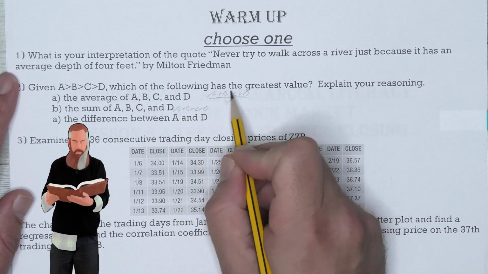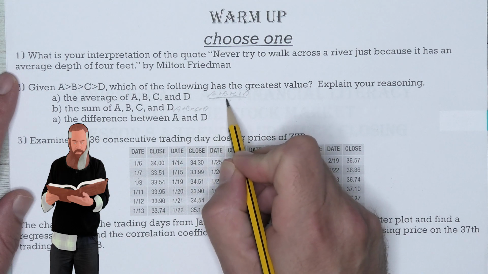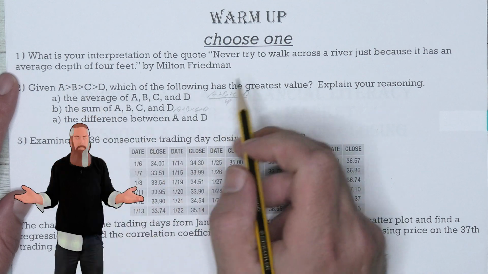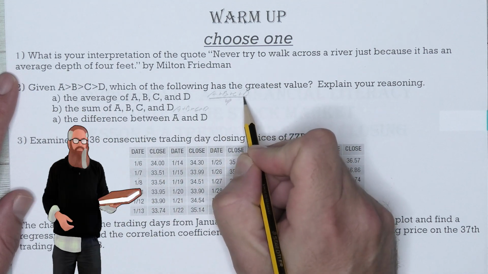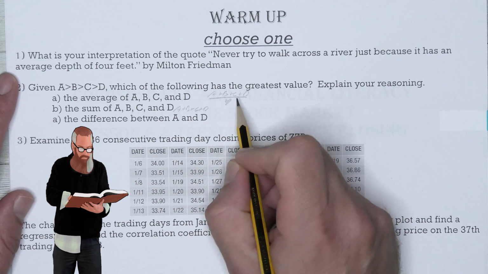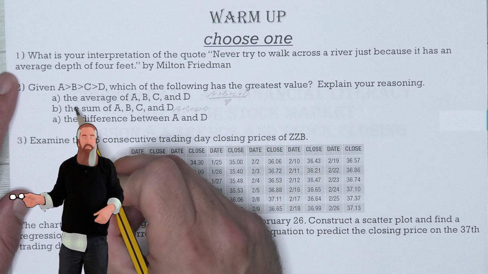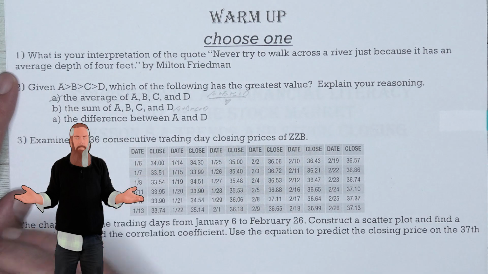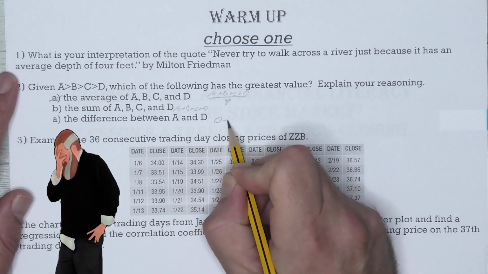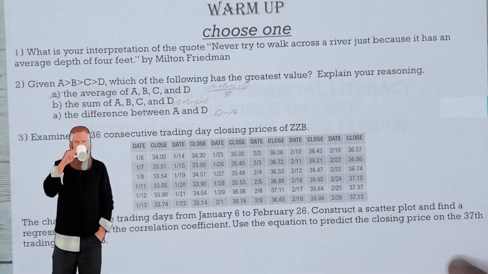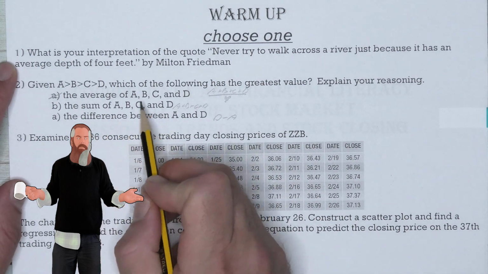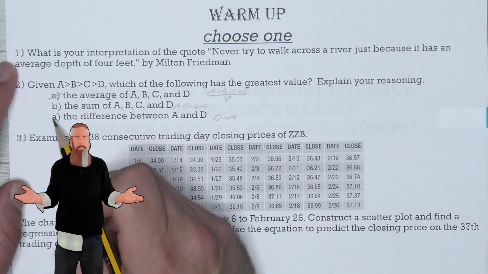Now, when we look at A, the most this can be if all of them were equal, which we know they're not because it shows a greater than, D would be the greatest value. But since we're lowering it by dividing it by 4, we know that B is going to be greater than A, so A can't be an answer. The difference between D and A means D minus A. This is going to give us a number lower than D, and the sum of all of them will give us a number greater than D.